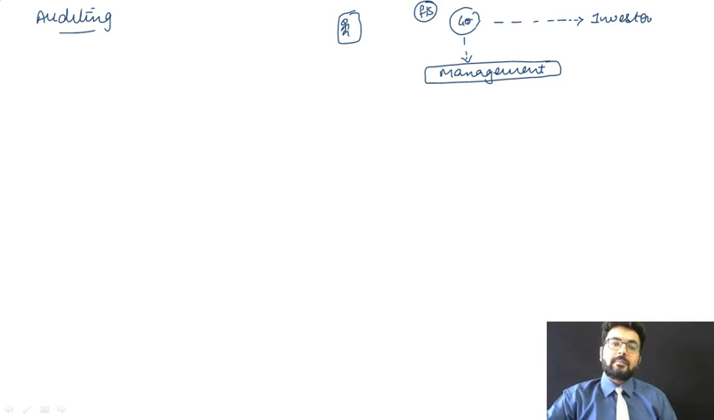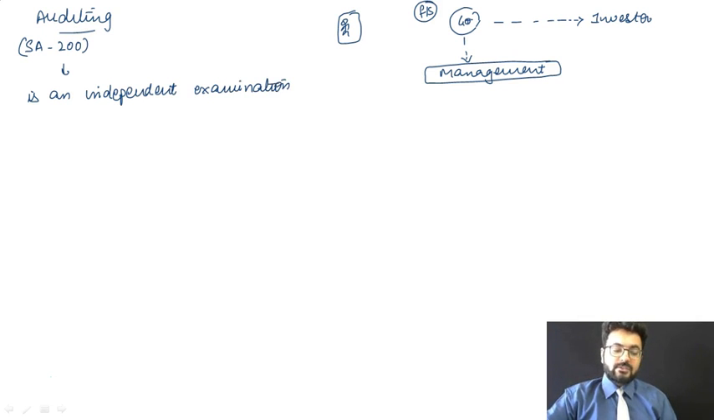So auditing, there is a particular auditing standard which is known as SA200. This has given the definition of auditing, that auditing is an independent examination. Auditing is an independent examination of financial statements. Of financial statements is an independent examination.